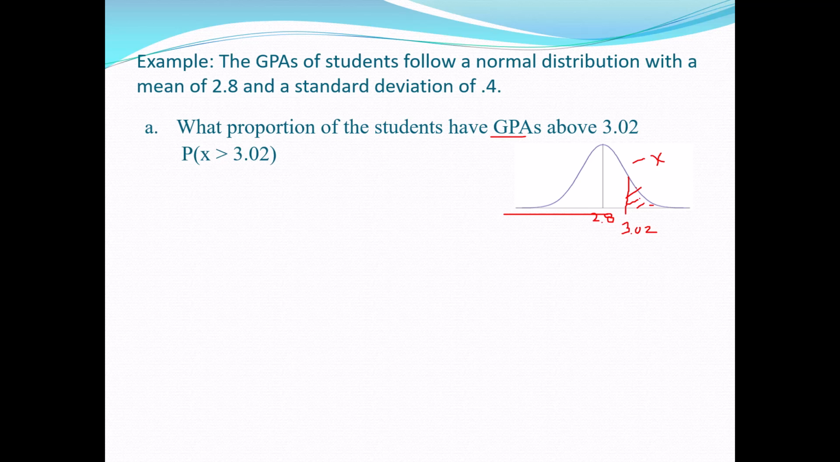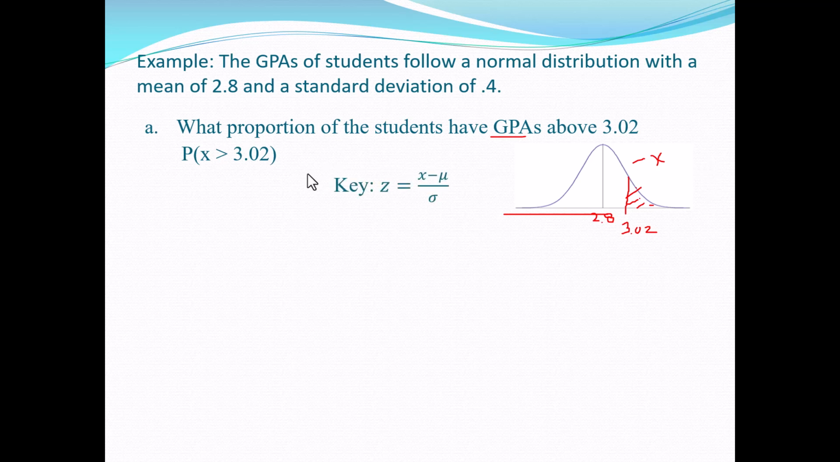And so I want to figure out the proportion or the probability, and I can write these questions, the proportion of all students that have GPAs above 3.02. Another way of asking the same question, what's the probability a randomly selected student has a GPA above 3.02? They both work. Probability of a single one, proportion of all. But we don't have a table for this. I only have the standard normal table.